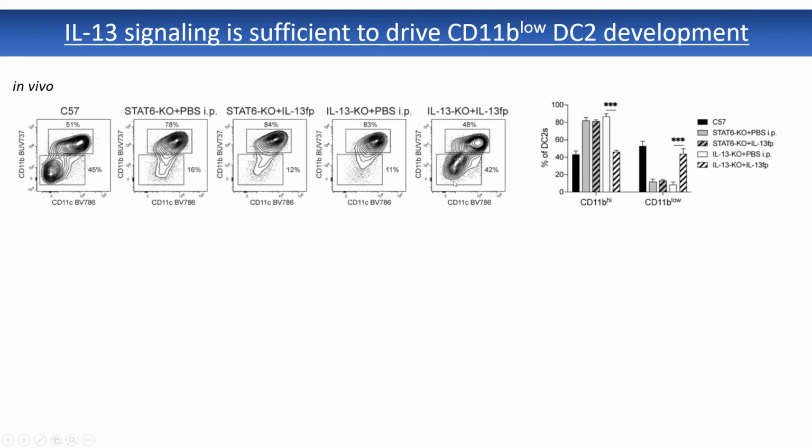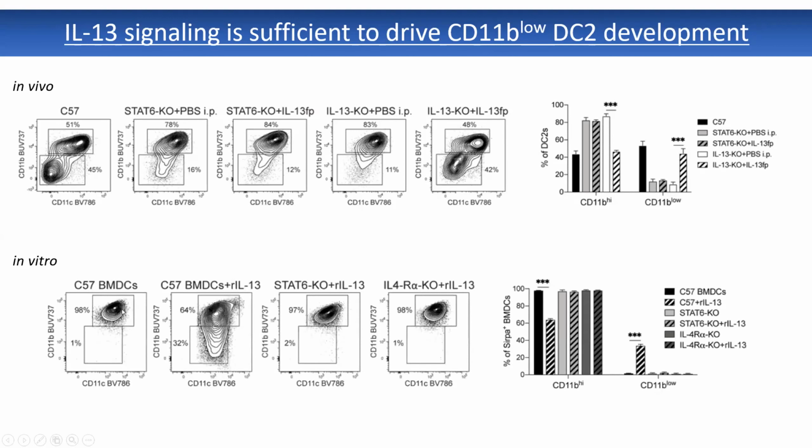And in vitro, when we added recombinant IL-13 into bone marrow dendritic cell cultures, we could also observe the development of a CD11b-low DC2 population, which we could also confirm by qPCR had similar expression to the in vivo counterparts, clearly indicating that IL-13 is not only necessary in the skin to drive the development of this CD11b-low DC2 population, but is also sufficient to drive this phenotype.